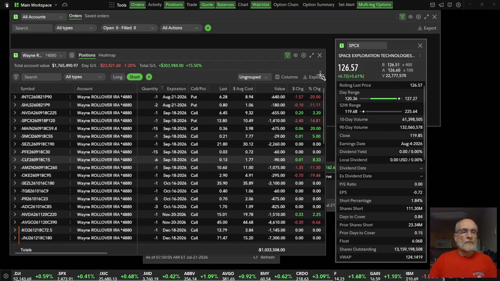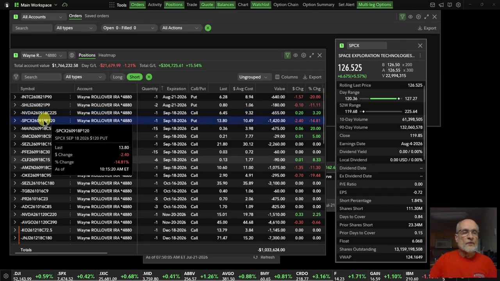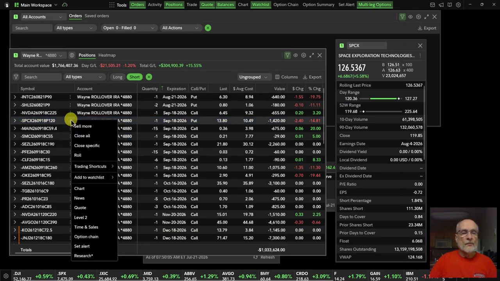So what I want to demonstrate in this short video is how I can roll a contract using the three dots. So I'm going to take us to the put contract for SpaceX, which is for $120. And next to that position are three dots. If I click on the three dots, a menu comes up. And this is a menu that's very useful both for trading options and for trading stocks if you hold a stock like SpaceX in your account.